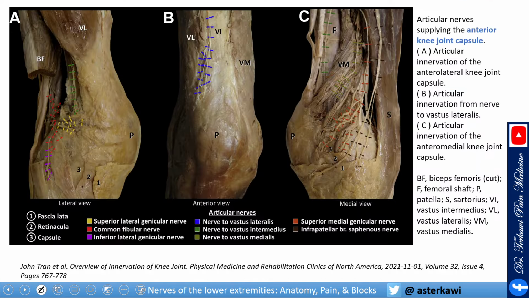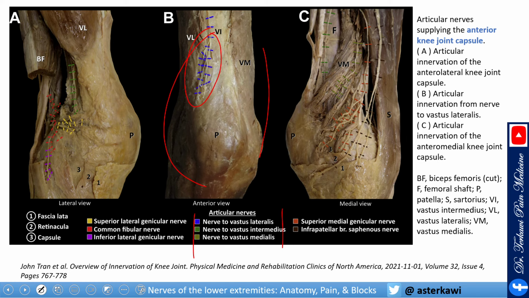Now let's talk about the knee. The knee is more complicated, with more innervation. So now we are looking at the anterior capsule. If we just look straight here, right? You have the nerve to vastus lateralis, and then you have the less important nerve to vastus intermedius and vastus medialis.